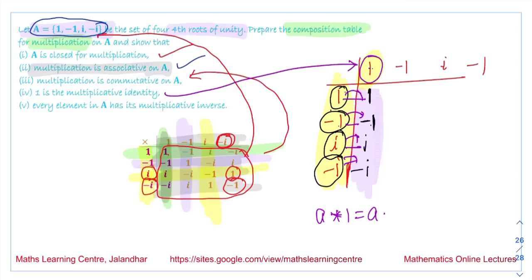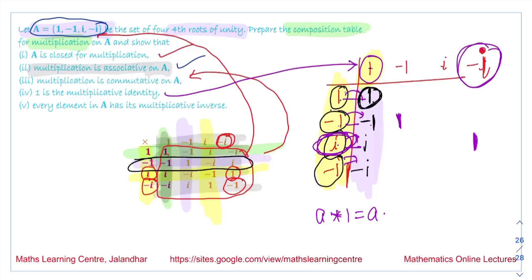Next, every element in A has its multiplicative inverse. When we are talking about the multiplicative inverse, the multiplicative identity we have is 1. So corresponding to 1, the inverse is 1. Corresponding to minus 1, we have to locate 1 over here. We have minus 1 into minus 1 equal to 1. Then iota into minus iota, this term is not minus 1, and the answer we are obtaining is 1.